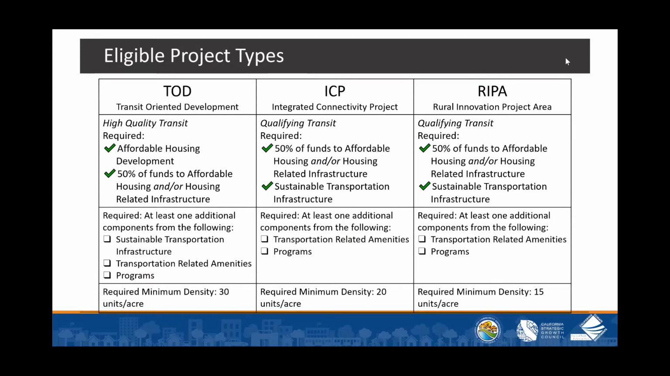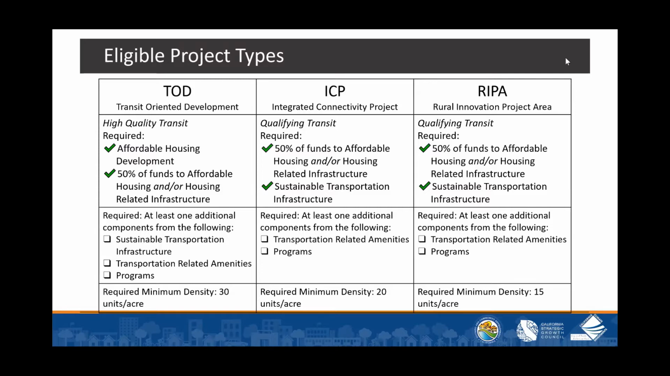The types of projects that are eligible are in 3 categories. We have the transit-oriented development, which is known as TOD. We have the Integrated Connectivity Project, which is known as ICP, and the Rural Innovation Project Area, which is known as RIPA.